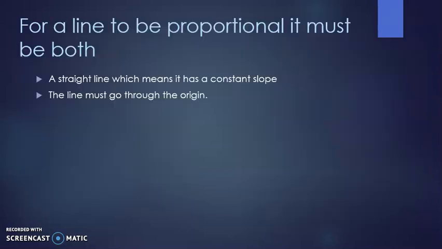The concept of proportionality is going to come back up in this lesson. Remember that in order for a line to be proportional, it must be a straight line, which means it has a constant slope, and the line must go through the origin. You must have yeses on both of these to be proportional. One yes would be not proportional.